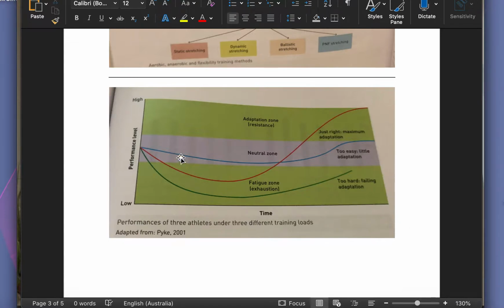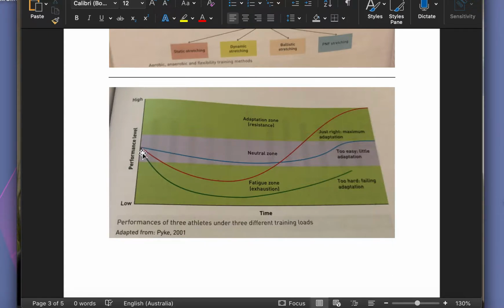So we have a look at this first graph here. All three of these athletes have the same performance level at the beginning. This athlete through here is training with too little or too easy of an overload. So their performance only dips a little bit because they're not under a huge amount of stress, but you can see at the end of the day, they actually don't get much output increase compared to where they were at the start.